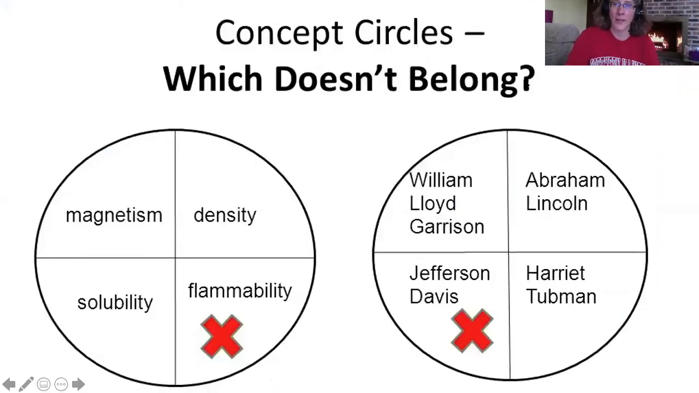We have a couple of other examples from science and social studies. We have magnetism, density, solubility, and flammability, and the one that doesn't fit is flammability. Then we have some Civil War people: William Lloyd Garrison, Abraham Lincoln, Jefferson Davis, and Harriet Tubman. Obviously Jefferson Davis, who was the president of the Confederacy, doesn't belong with the other abolitionists.